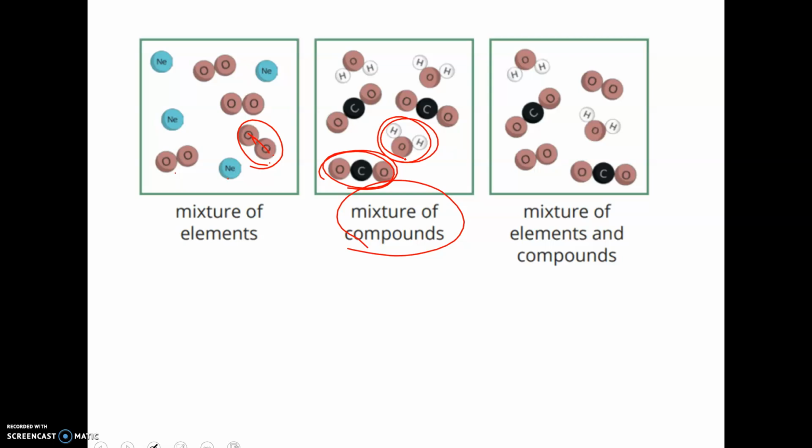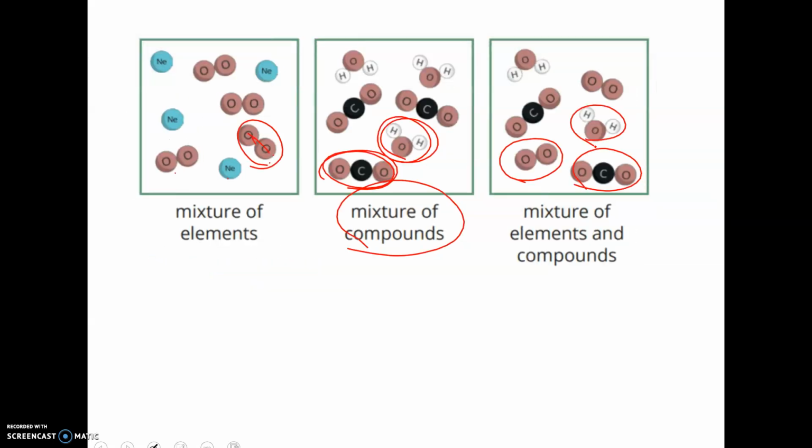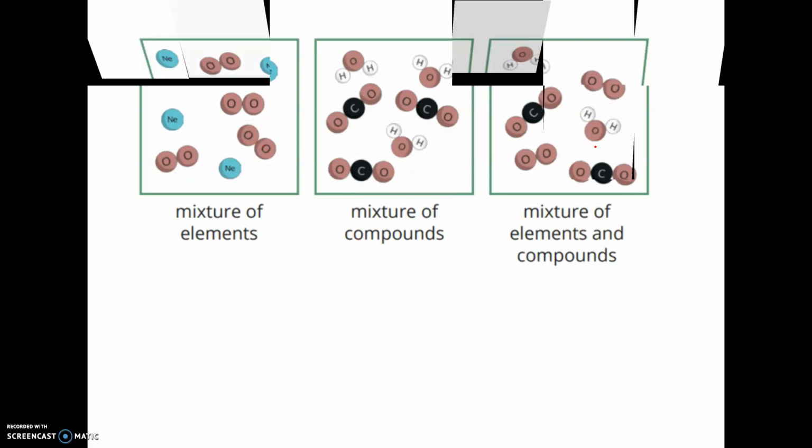And this is a mixture of elements and compounds. So you have oxygen, which is an element, carbon dioxide, which is a compound, and water, which is a compound. So those would all be examples of mixtures. And each individual part there would keep their own properties. You haven't created anything new.